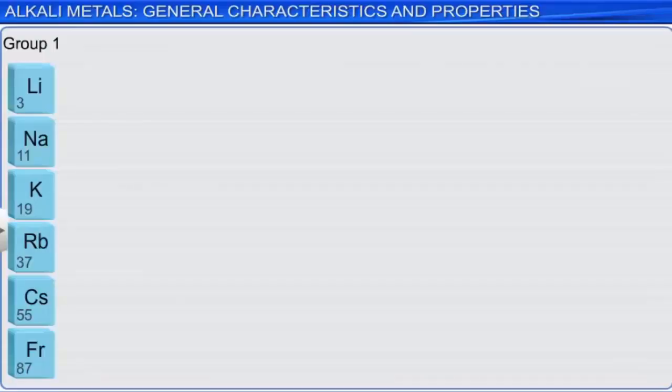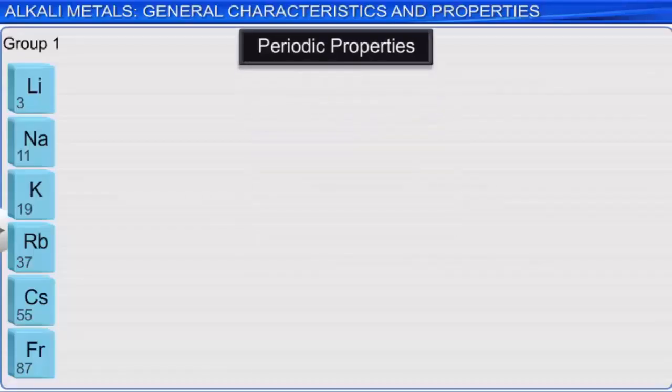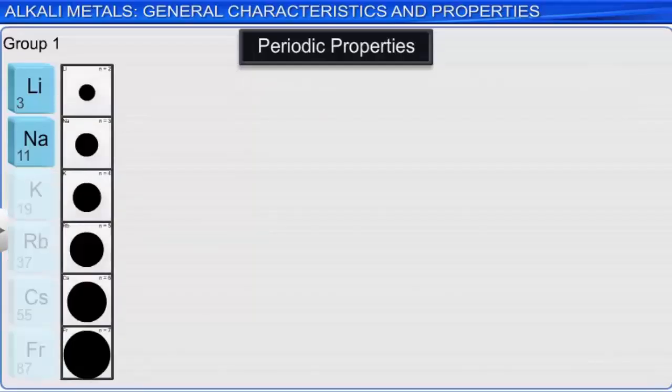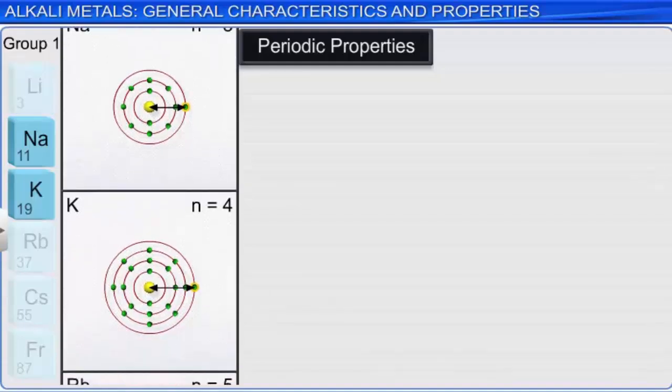Let's go on and review some periodic properties as they relate to alkali metals. As you consider the group 1 elements from top to bottom, atomic radius increases. This can be explained because as you move down the group, there is an increase in the number of shells and therefore the atomic radii increases.